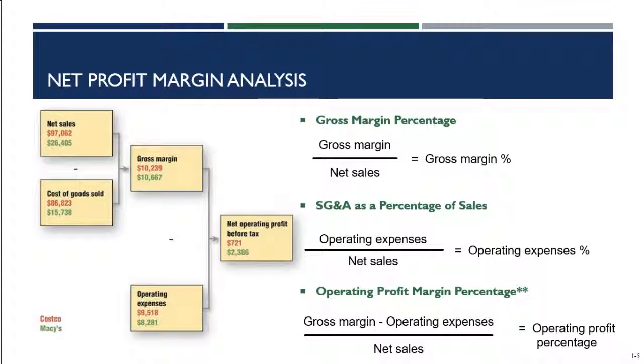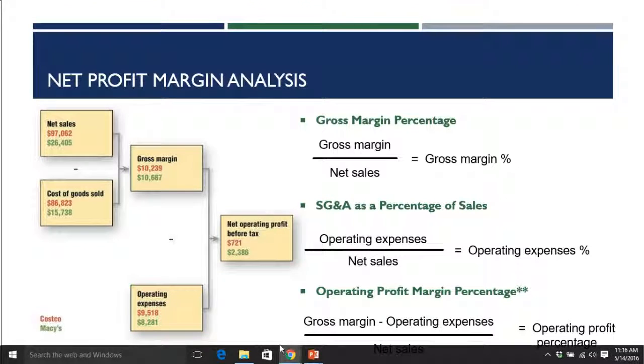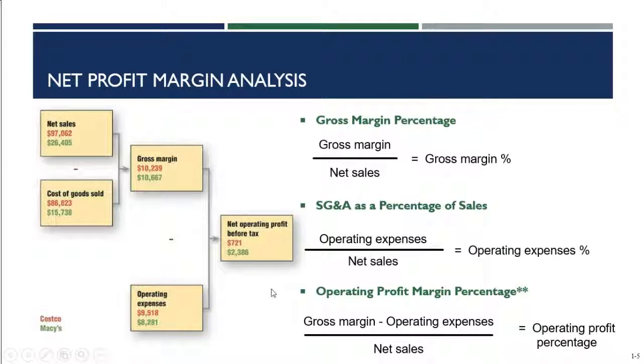Let's look at the third one, our operating profit margin percentage. We take our gross margin minus our operating expenses over our net sales. So this is starting to combine. If we take our gross margin minus our operating expenses over net sales to get our operating profit margin percentage, for Costco you should have gotten 2.9%, and for Macy's, you should have gotten 9.0%.